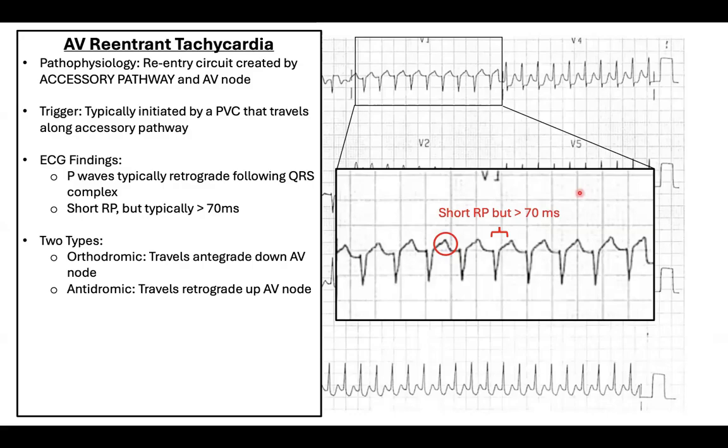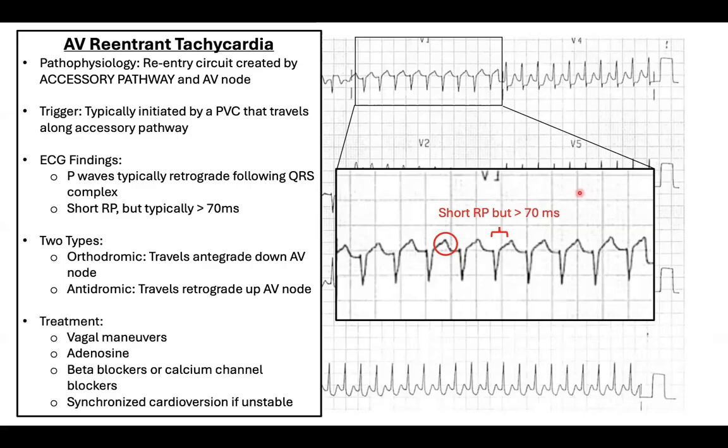Importantly, there are two distinct types of AVRT. The first is orthodromic, where the circuit is traveling antegrade down the AV node, as opposed to the antidromic, where the circuit is actually traveling retrograde up the AV node. And our treatment categories are the same as AVNRT. And I think that's an important point to make here, is that, as we've commented on, sometimes we're going to have difficulty actually discerning some of these rhythms from each other.